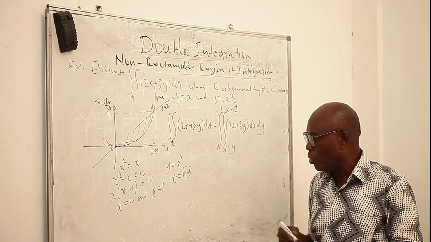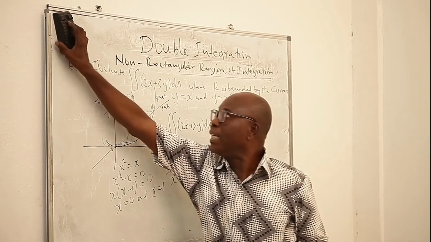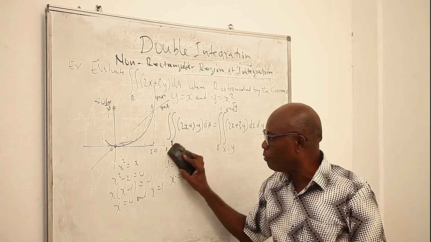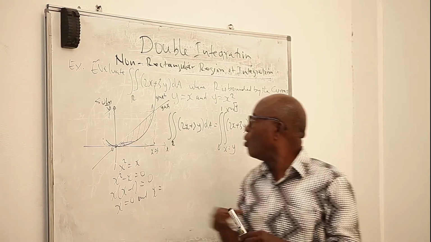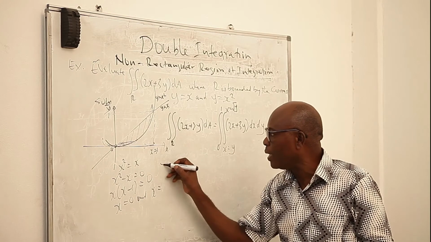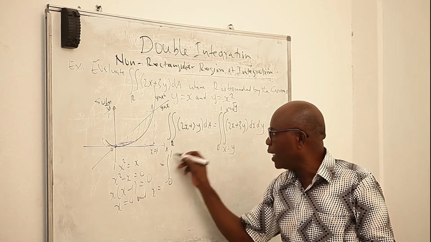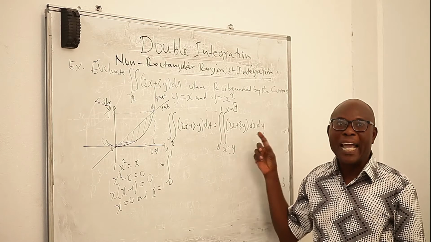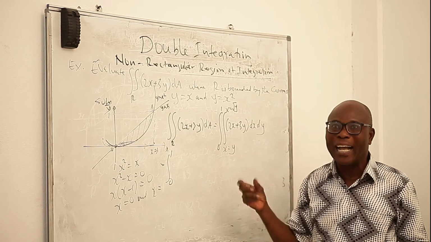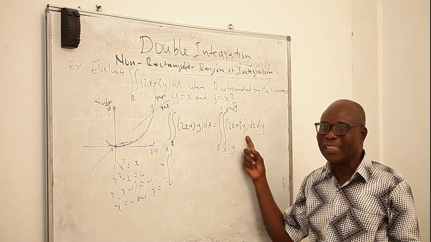And so let's quickly take this one off, and then we will integrate. So we have the integral from 0 to 1. Now we are integrating with respect to x, so we keep y as constant. Let's take note of that.